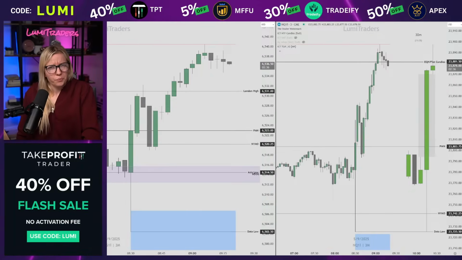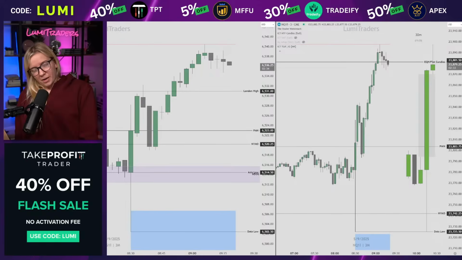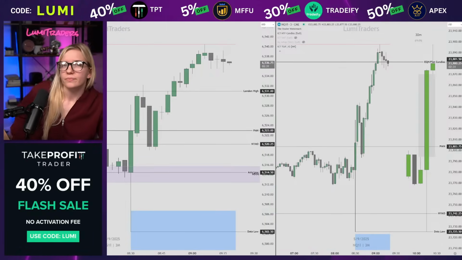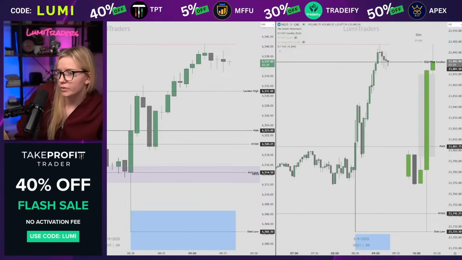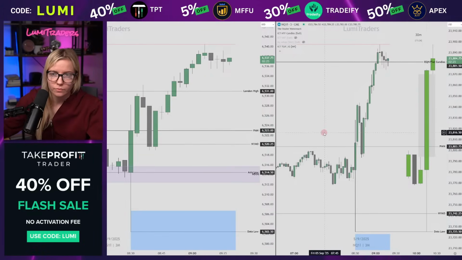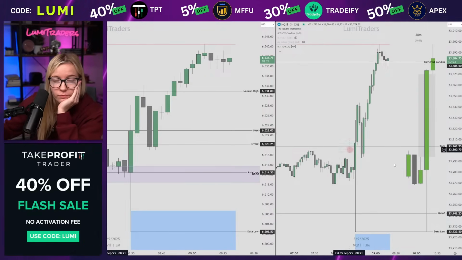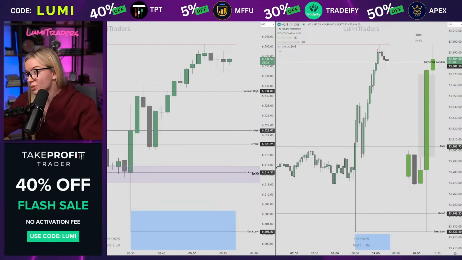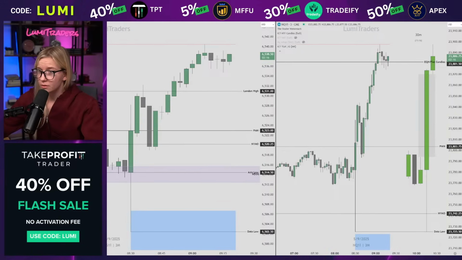3-minute chart. Okay, let's see. A second stage of market maker buy model on 3-minute chart on gold, right? We're gonna see. Also, I would say using like 2-minute chart, 3-minute chart, it's personal preference.